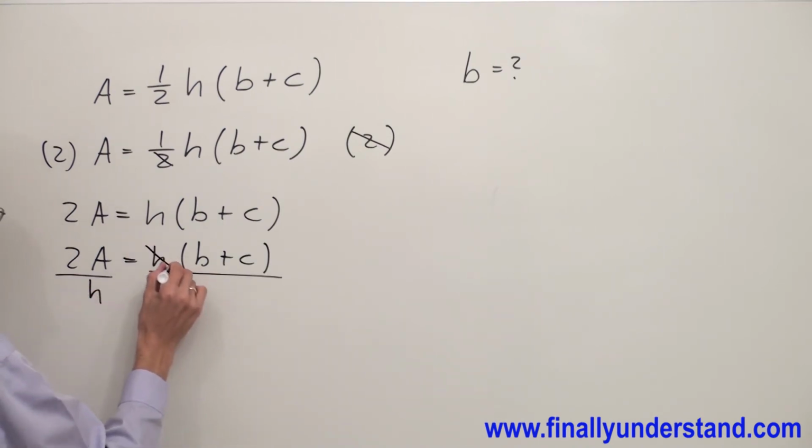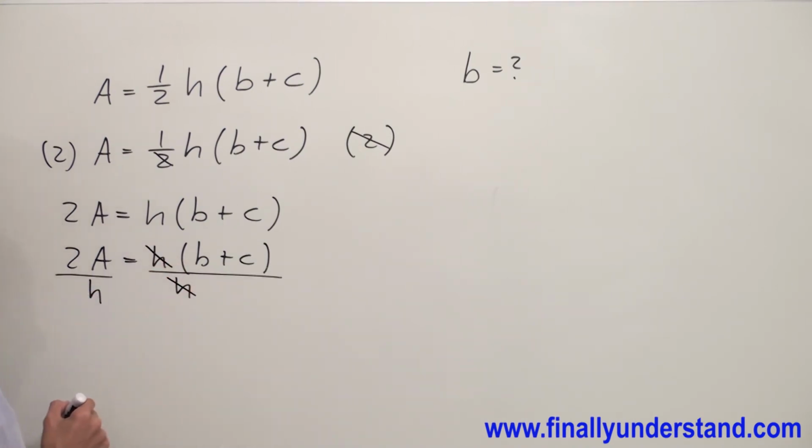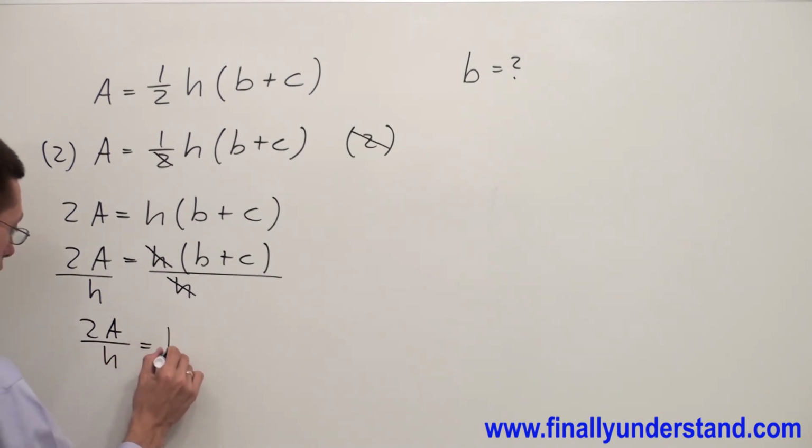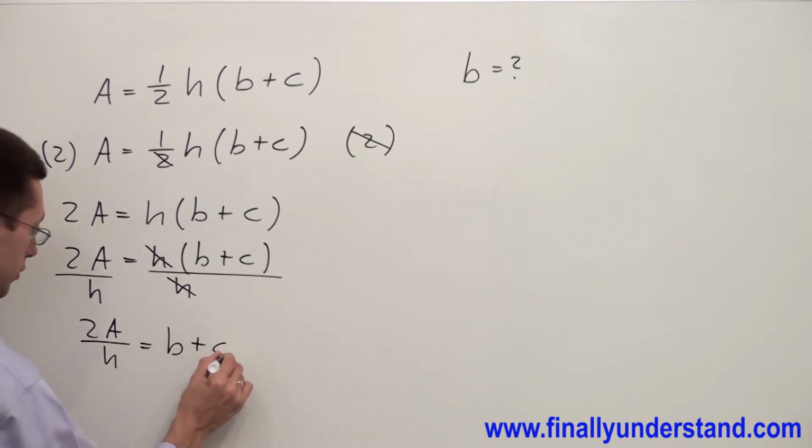Take a look at what will happen. h and h will cancel out. Let me copy this down. So I have 2a over h is equal to b plus c.